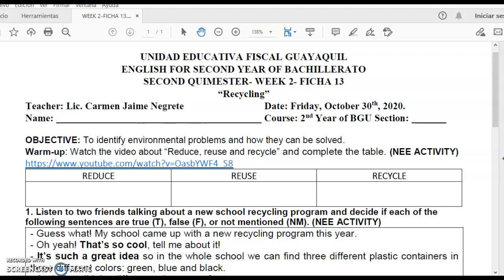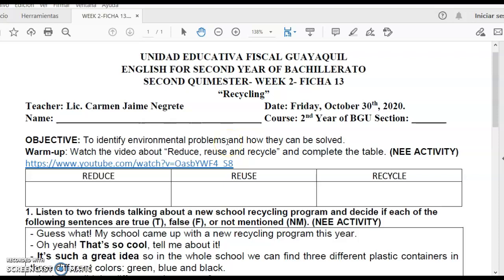Remember, this is our new week in this project number 3. This is week number 2 from project number 3, and the topic is recycling. Very good topic, guys. Now, what do you have to do? What is the objective of this lesson? It is to identify environmental problems and how they can be solved.